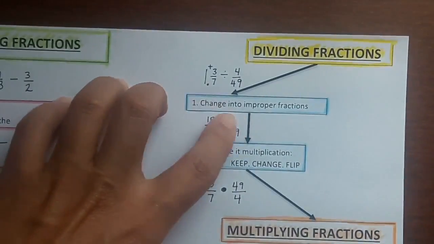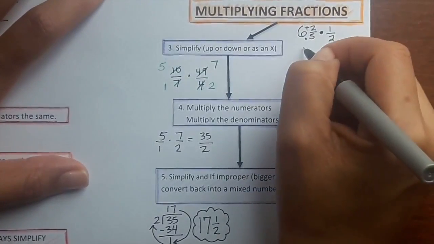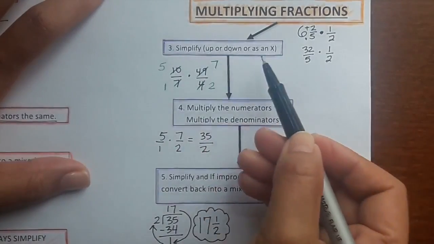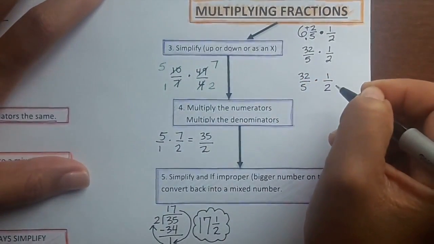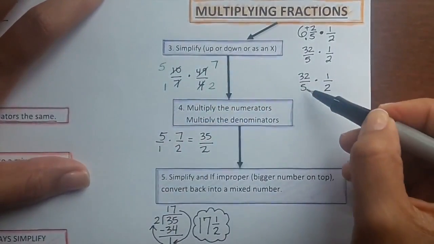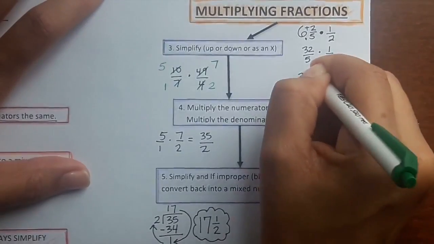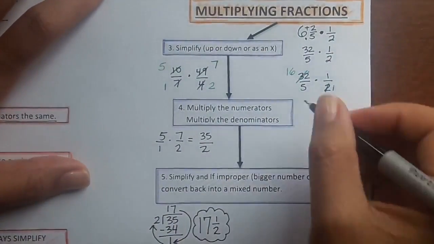Your first step with any fractions is to change any mixed numbers into improper fractions. So 5 times 6, 30 plus 2, 32 over the same denominator. And a half. Simplify up and down or as an x. I'm just going to write it out again. Up and down I cannot do it, but as an x I can. So 32 and 2. 2 goes into both 32 and 2, into 2 one time, and into 32 16 times. And then I can't simplify the other side, so that's fine.